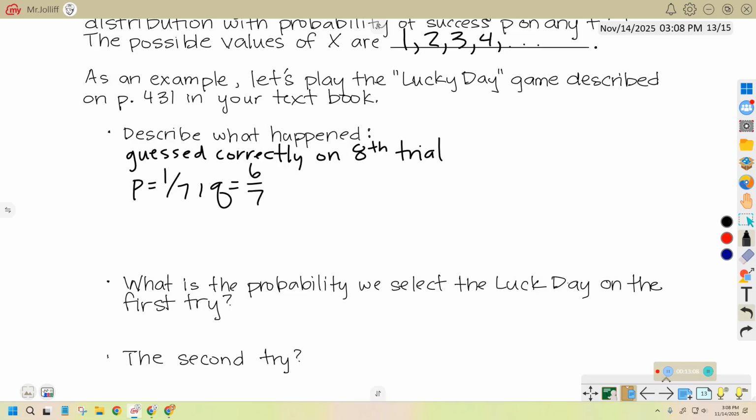And then the question for the N, because we skipped the N in BINS, is what were we keeping track of? What was our random variable here? Number of trials until we guessed correctly. Good.